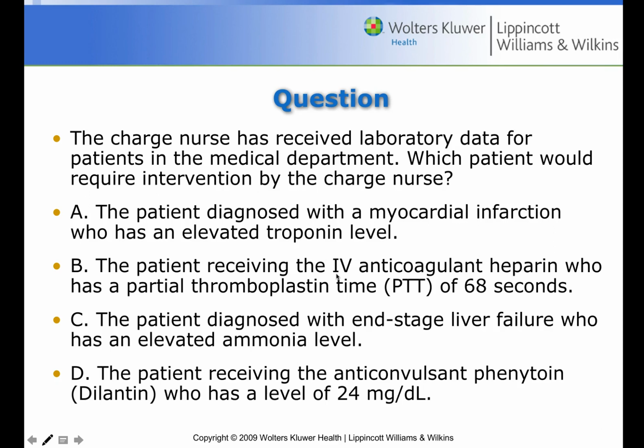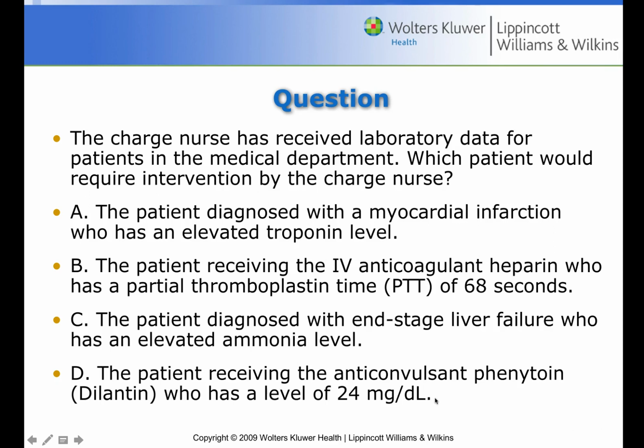To answer this question, you need to know what an elevated troponin level means. You need to know what a normal PTT is. You need to know what a normal Dilantin level is. Again, we're at an NCLEX style question. The correct answer to this question is A, the patient diagnosed with myocardial infarction who has an elevated troponin level.